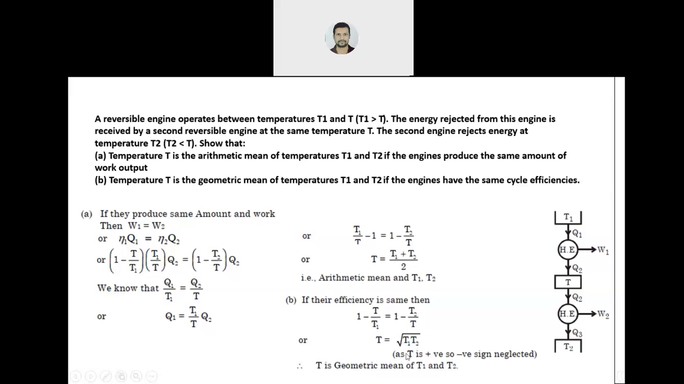So this is the second statement, or second proof, you have to prove. For the same efficiency, T is the geometric mean of T1 and T2. Same thing we have proved. So this is how you can solve the problem by using the concept of temperature scale.